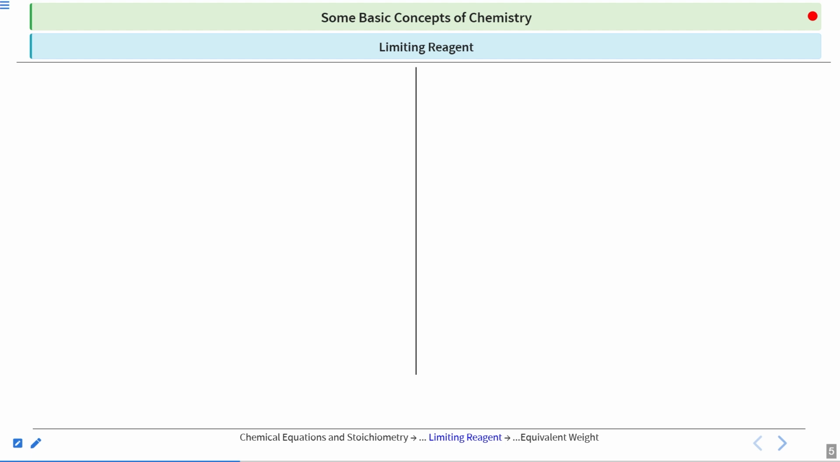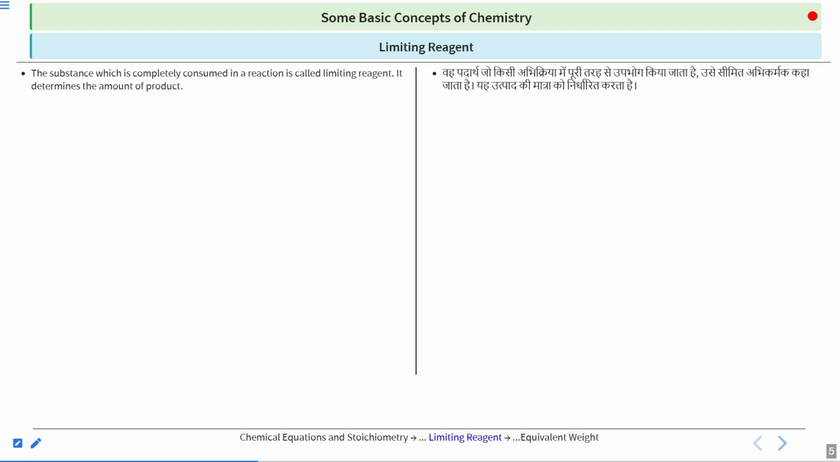What is limiting reagent? The substance or species that is completely consumed in a reaction is called the limiting reagent. So it determines the amount of product. Basically we are talking about that species which is present in less amount, right? So the reaction does not go to completion for the other reagent that we have. That is the thing which is called the limiting reagent. The amount of limiting reagent will help us to know the amount of product that will be formed.